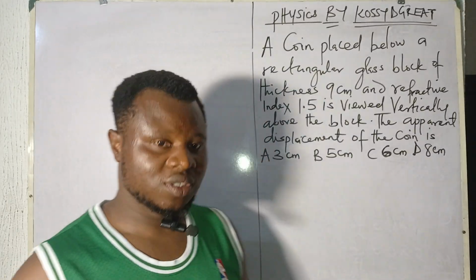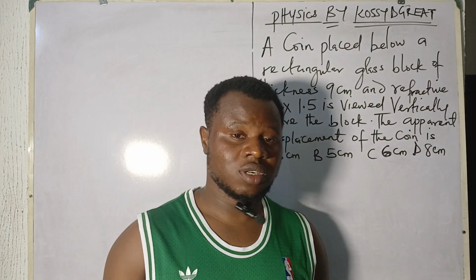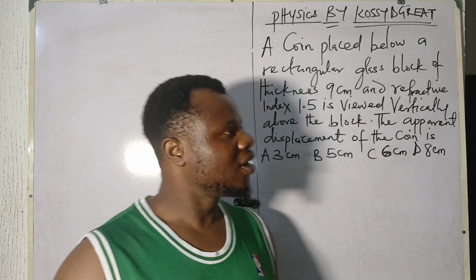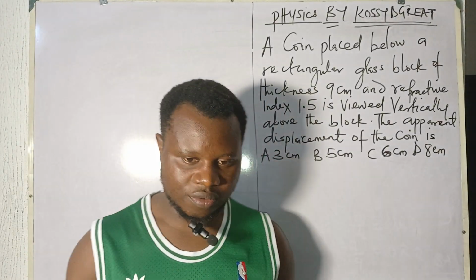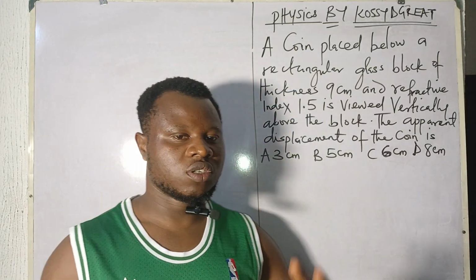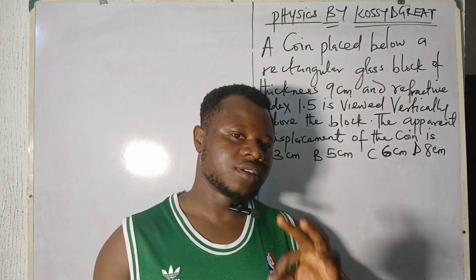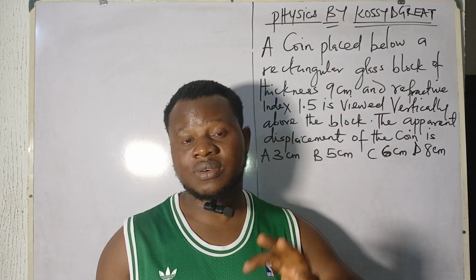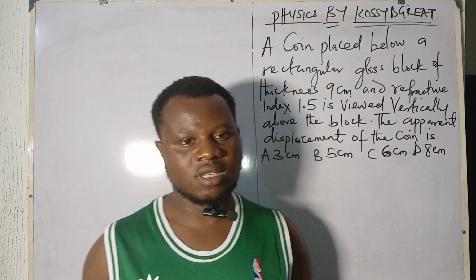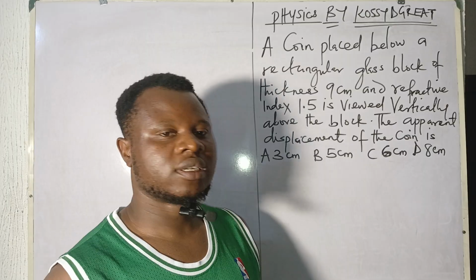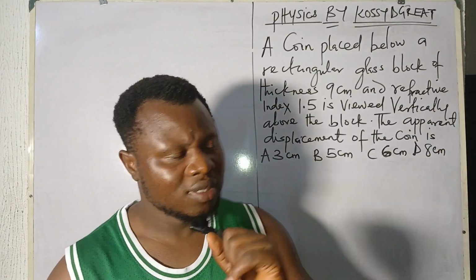Today, let's answer this question that we have on the board. The question is coming from physics, and the topic is the refraction of light. Under the refraction of light, there is what we call the real depth and the apparent depth that we can use to find the refractive index. But let's look at the question.